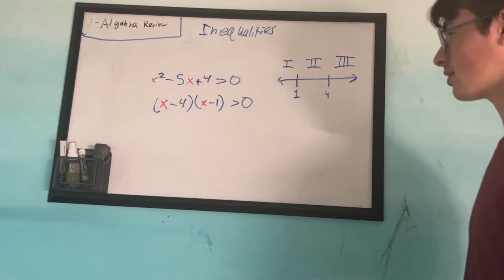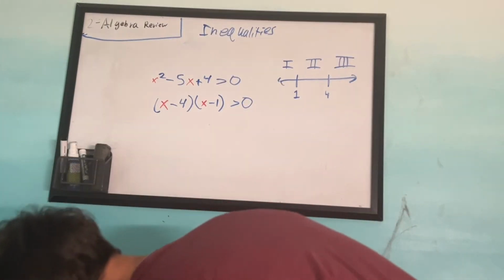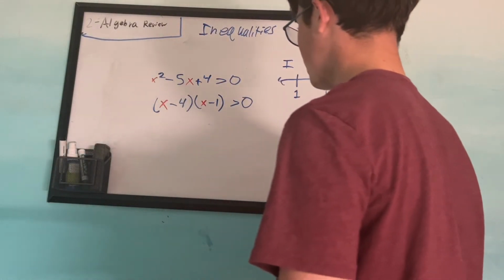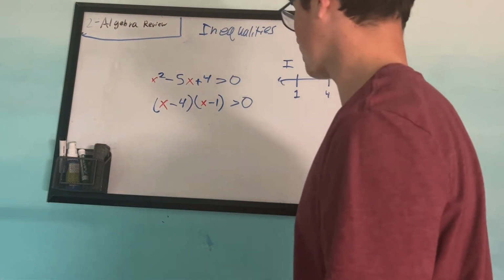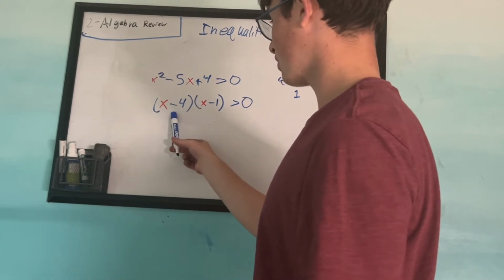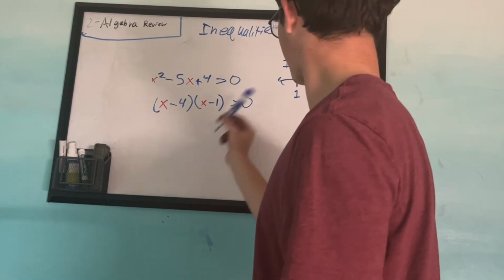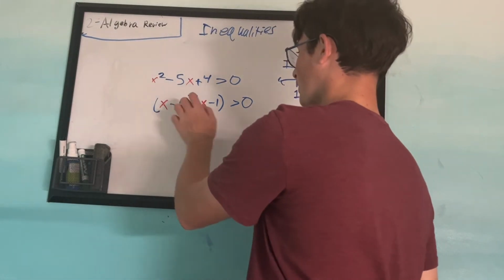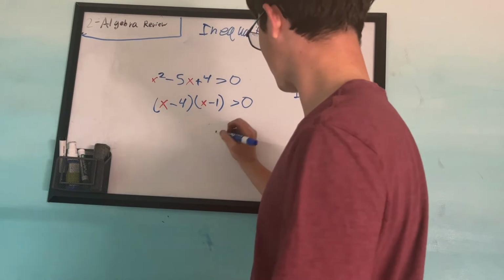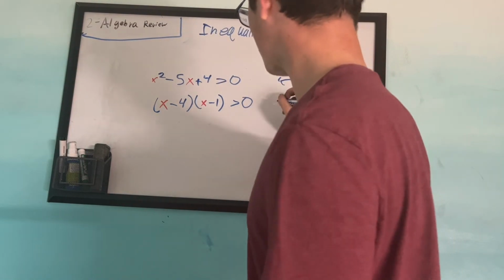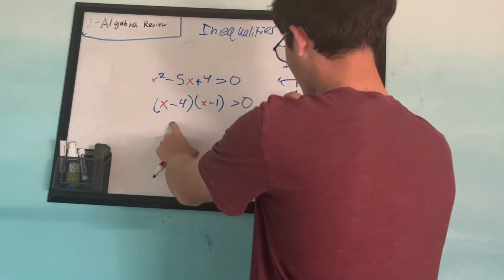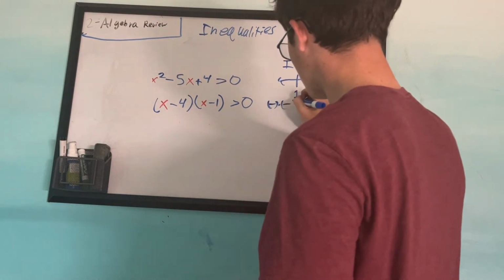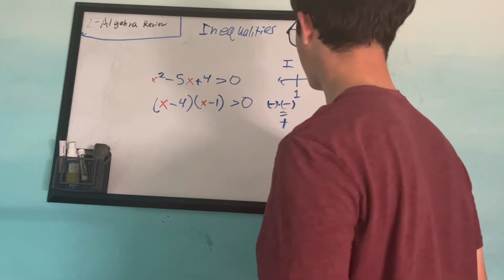And now we get to consider 3 different scenarios. And so what we do in these scenarios is consider when x is less than 1, so that will cause this to be negative and this to be negative. So what we do is we say in case 1, we have a negative times a negative, and that will equal a positive.